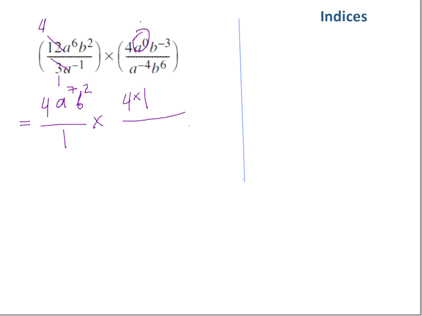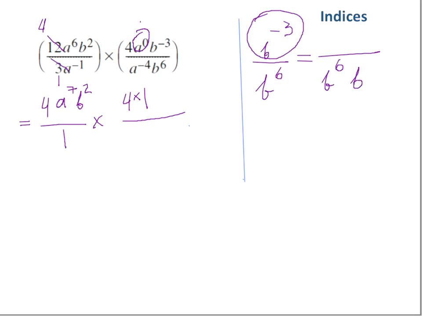Alright, now let's do it. So we have b to the power of -3 over b to the power of 6. We leave b to the power of 6 in the denominator because the index is positive, and b to the power of -3 we bring down, and when we bring the expression with negative index to the other side of the fraction, the index becomes positive. So that equals 1 over, we add indices, 6 plus 3 gives us 9. So at the bottom we have b to the power of 9.